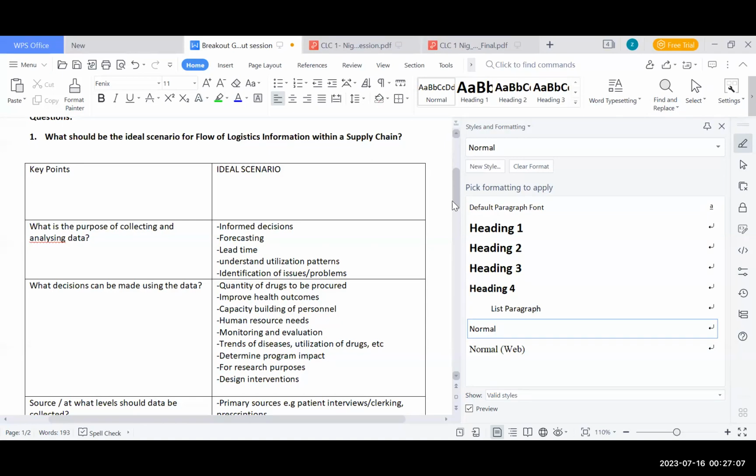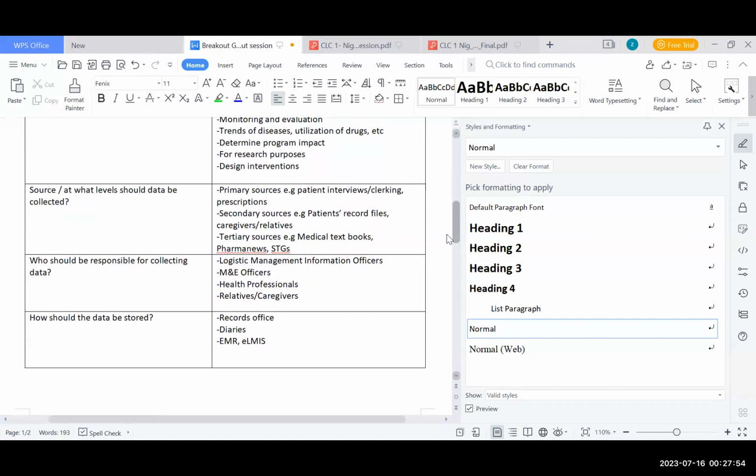Prognosis, health outcomes, capacity building of personnel, your human resource needs: how many people do you need in a pharmacy, how many people do you need in a store or a warehouse, or how many people do you need to train, supply chain personnel. And then you also need data to be able to monitor and evaluate programs. Even your decisions too, you will need data to monitor and evaluate them. You also need data to measure trends of diseases, the action of drugs, to also determine program impact for research purposes, and also to design interventions.